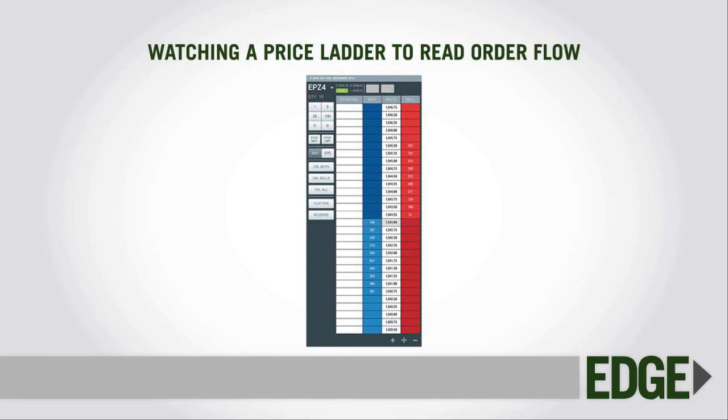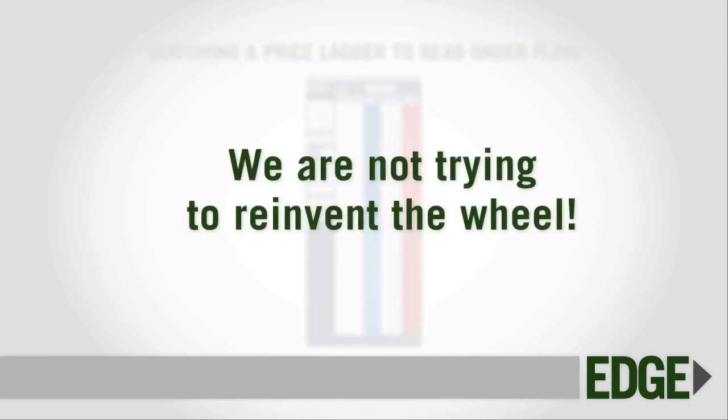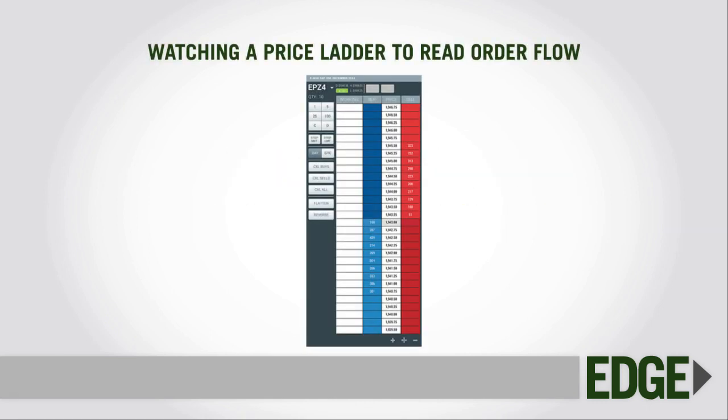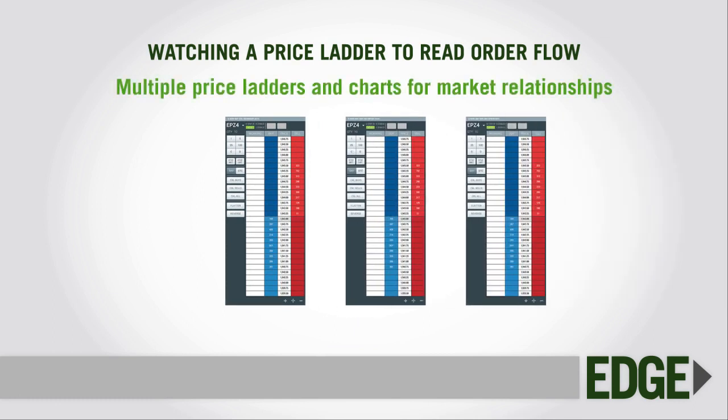So finally, to this image of how you translate this information in this day and age of electronic trading. We're not trying to reinvent the wheel. This is a typical image of a price ladder or depth of market, okay? Instead of looking at a board, you need to look at multiple price ladders and charts for these market relationships and order flow. We'll discuss in later videos the bids and offers and where they appear on this price ladder, but how side by side you can keep track of where correlated markets are.